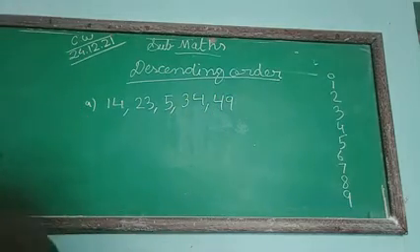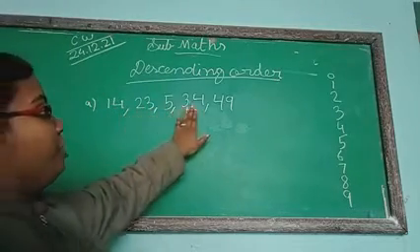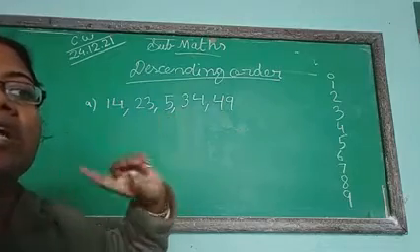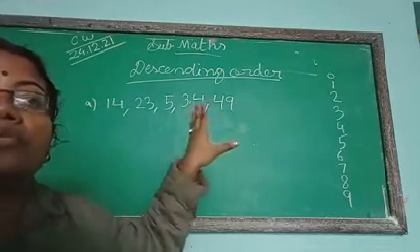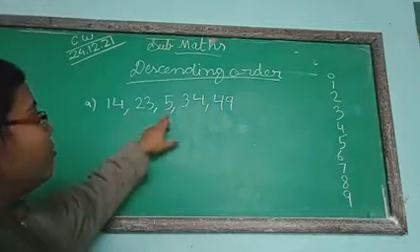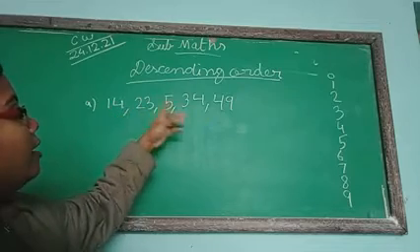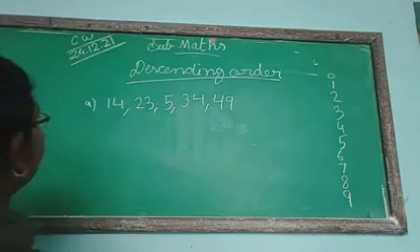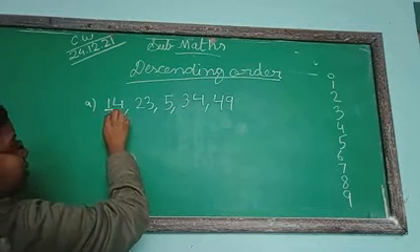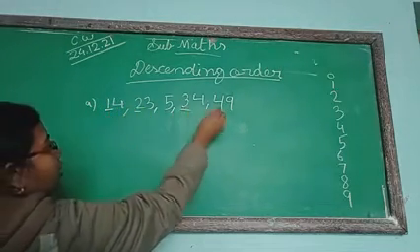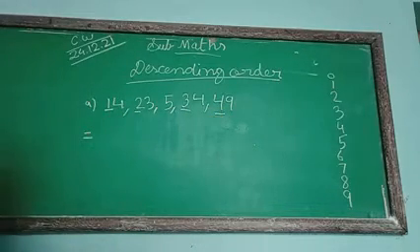Okay, you see these 5 numbers, here it is 14, 23, 5, 34, 49. We will find the bigger number, because descending means bigger number to smaller number. So you see 5 is the smallest number. All are two-digit numbers except 5. What will we do? We go for the tens place number, 1, 2, 3, 4. Very simple. Now you have to count from the back side.